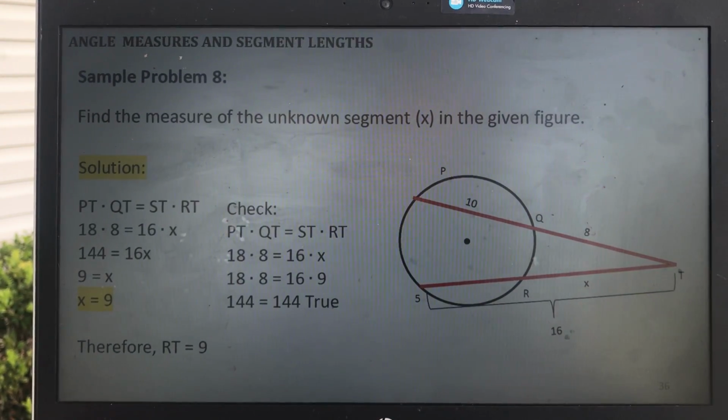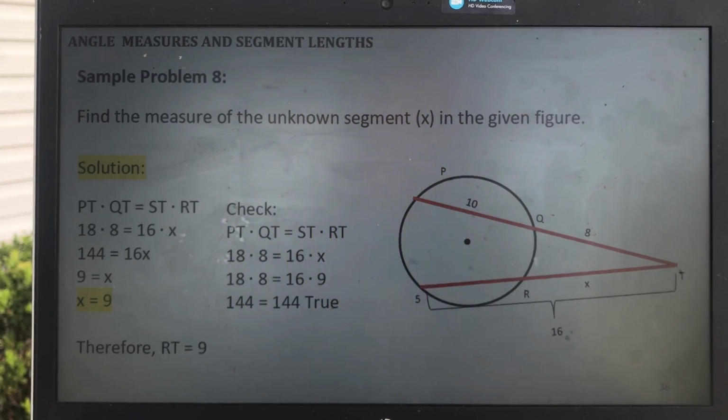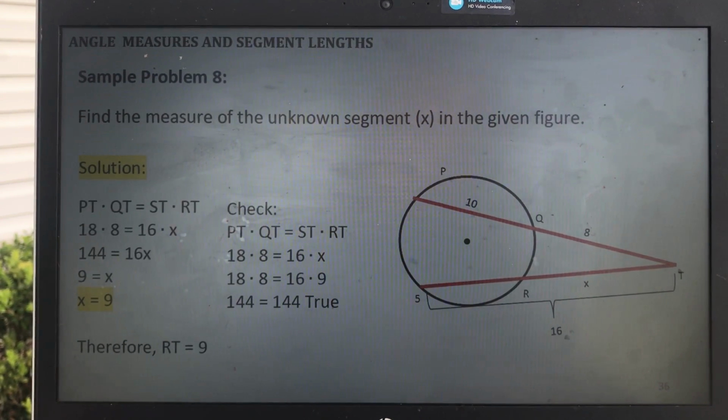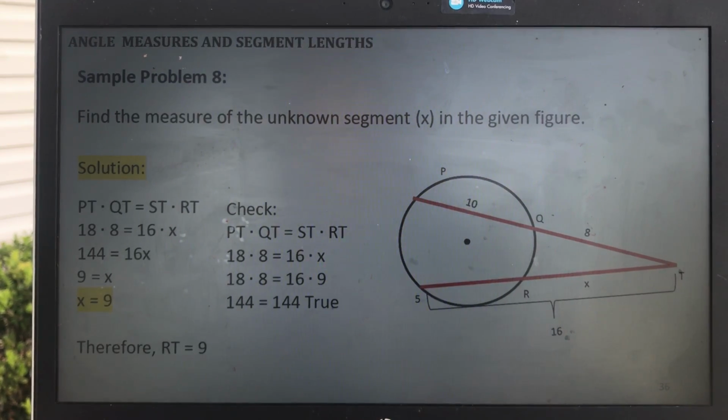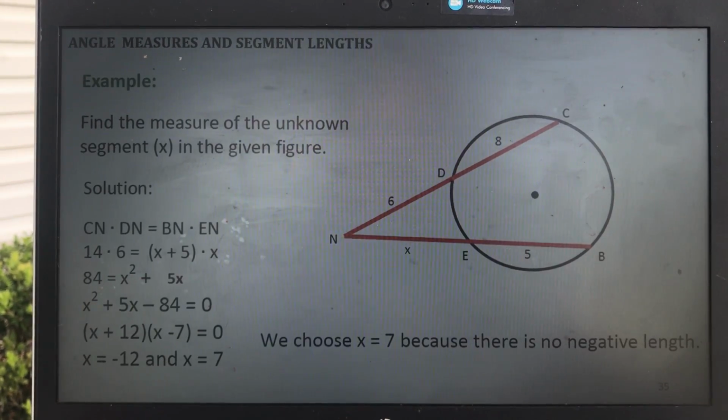So on your left side, you get 18 times 8, which is 144, and on your right side, you get 16 times 9, which is equal to 144. So what do we get? 144 equals 144, and that indeed is a true statement. So by these means, you can assess that your value for x equals 9. Indeed, it is correct.